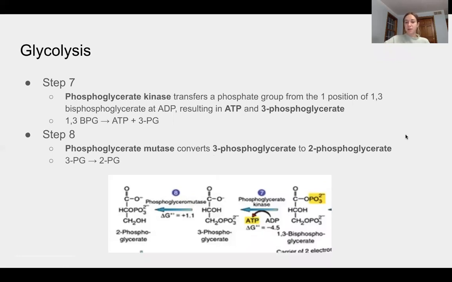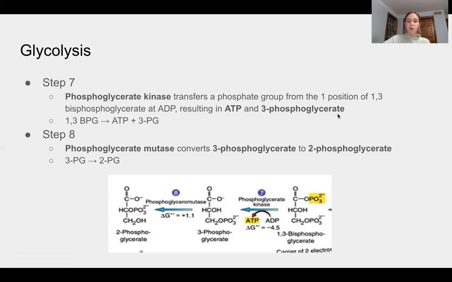Step 7 is where we have our 1,3-BPG, and we have the enzyme phosphoglycerate kinase, which transfers the phosphate from the 1 position of the 1,3-bisphosphoglycerate to a molecule of ADP. This results in ATP and 3-phosphoglycerate.